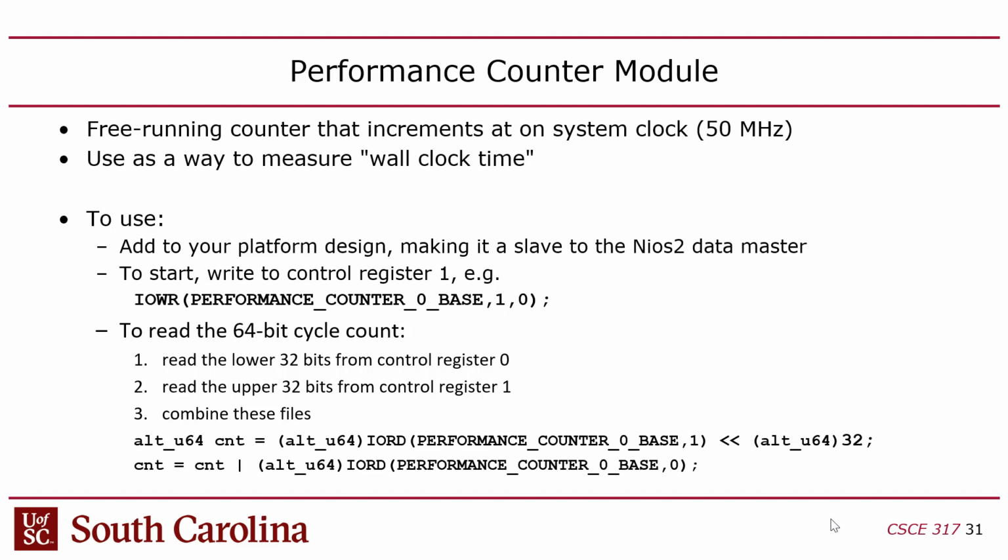The counter has to be 64 bits, because if it's only 32 bits and you're adding 1 to it 50 million times a second, it'll actually roll over. The odometer will roll back to 0 after 43 seconds. So you only get 43 seconds worth of counting on 32 bits at 50 megahertz. So unfortunately, you have to use all 64 bits, but the Nios processor is only a 32-bit processor.